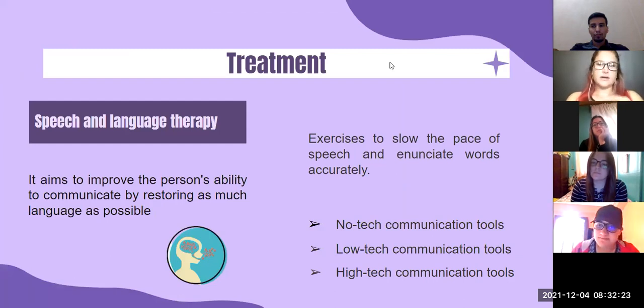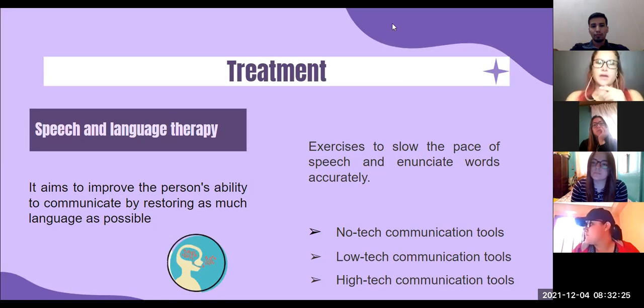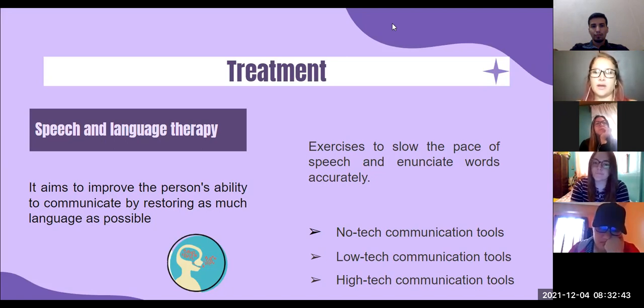Okay, now let's talk about treatment. How can people recover from this brain disorder? I'm going to show you some possible solutions. To start, if the brain damage is mild, a person might recover from this brain disorder without any treatment.